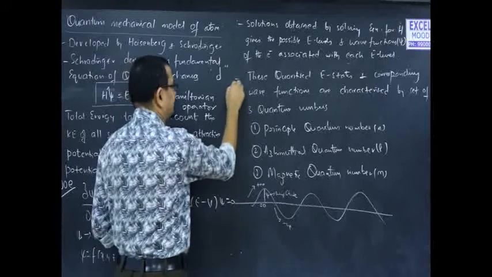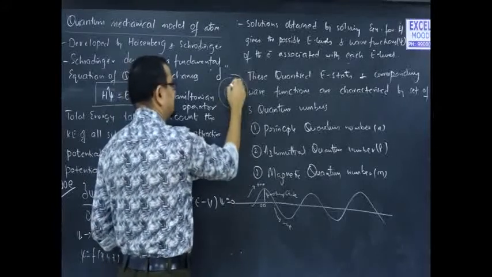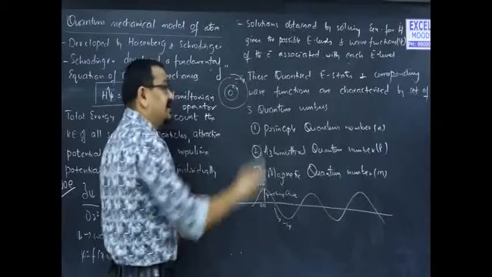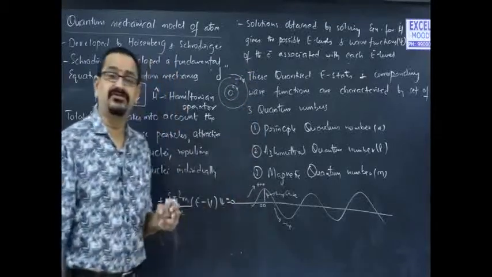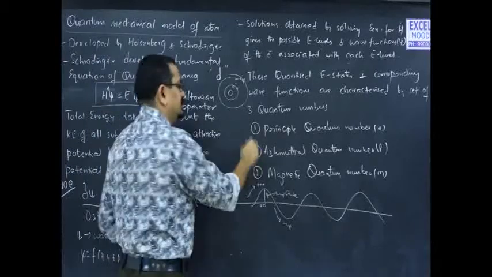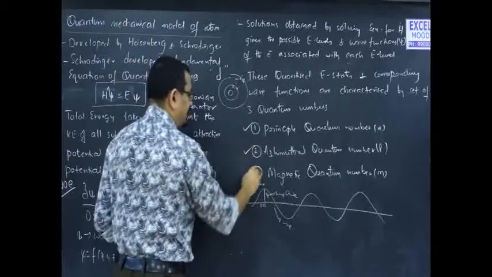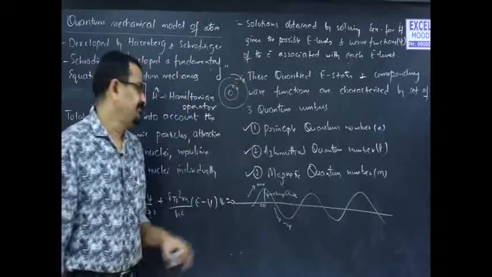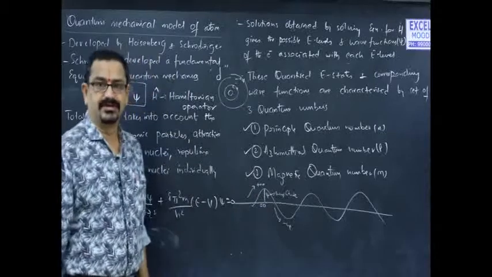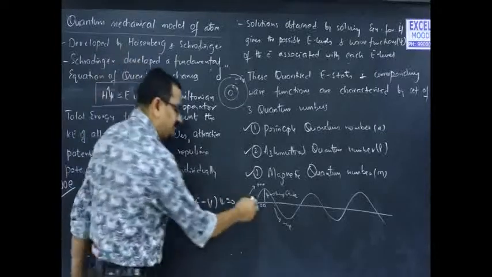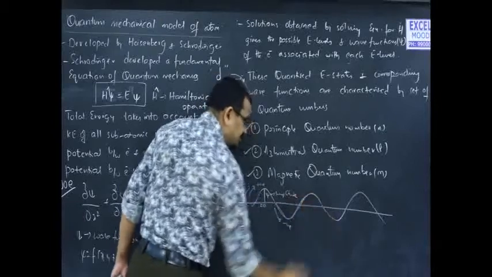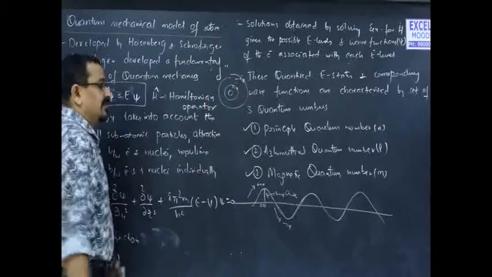See, these quantized energy states and the wave functions of electrons moving in those energy states are characterized by a set of 3 quantum numbers, which are a consequence of Schrödinger's wave equation only. So, a set of 3 quantum numbers, namely principal quantum number, azimuthal quantum number and magnetic quantum number. See, electron was described as a wave. For this electron wave, a wave function was determined, f of x, y, z.